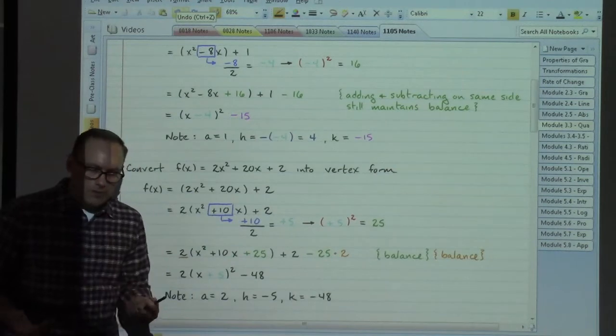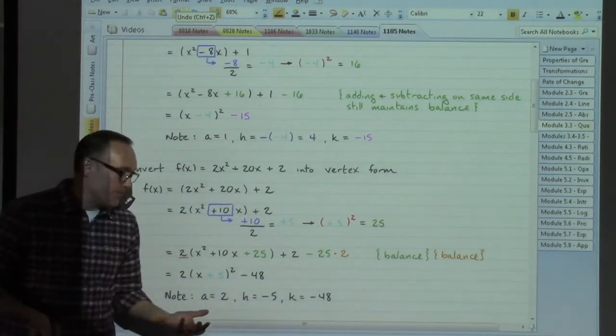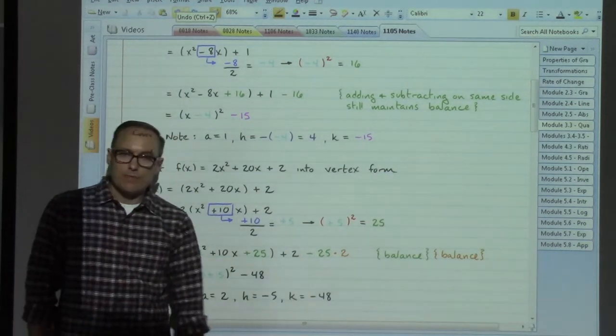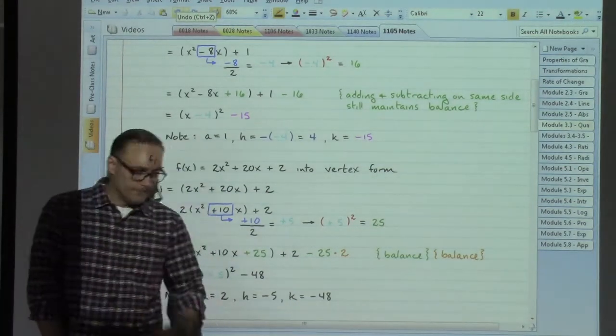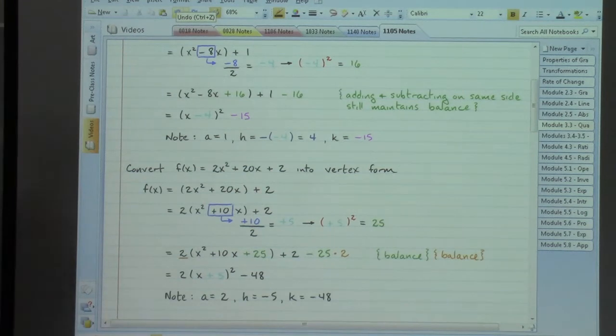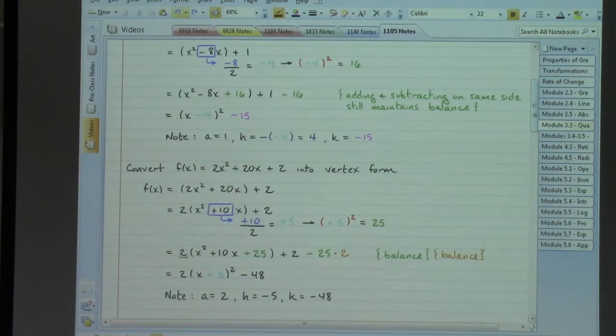So vertex form, by name, means that something about this information is going to correspond to something that we would refer to by the name vertex. So that vertex is one of our characteristics here to worry about.